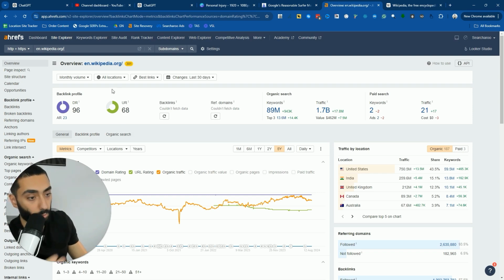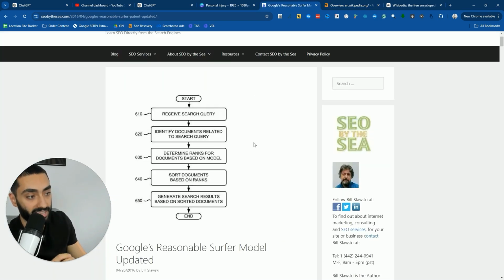If you take a look, Wikipedia does this very well, and as you can see, 89 million keywords, 1.7 billion traffic. That's only on the English subdomain version of the website, but they basically abide by this model. I'm going to explain how this model works, and I've also created a couple of visuals that I'll show in a couple of minutes.